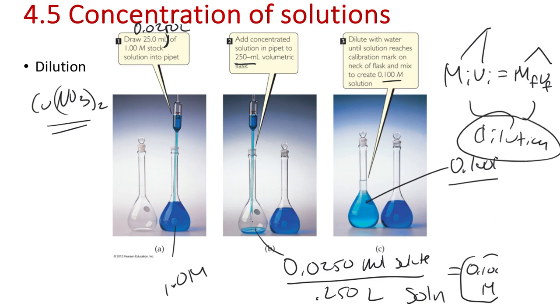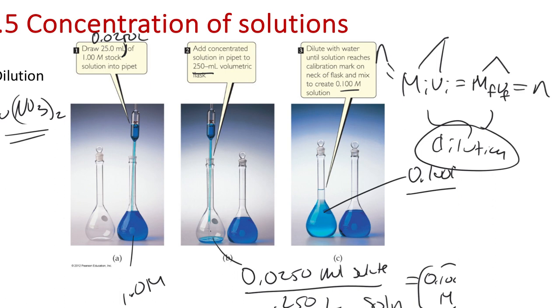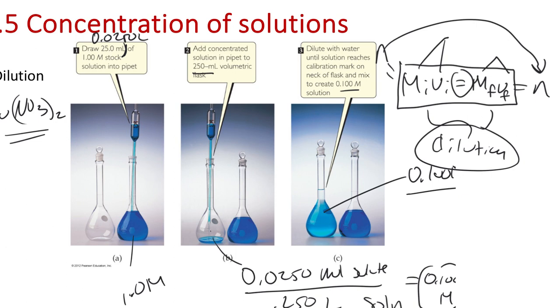The reason this works is that M times V gives you moles. So this gives you your initial number of moles, and we're not changing the number of moles when we do a dilution. The moles of the solute stay the same. We're just taking a certain solute and diluting it with more water. So the moles before and after are the same, which makes the final molarity times the final volume equal to the initial volume times the initial molarity. This is a common equation that we use. It's pretty easy to see where it comes from, and it applies to dilution problems.